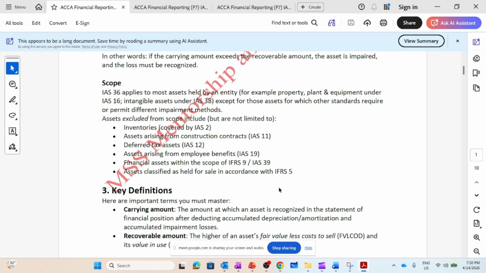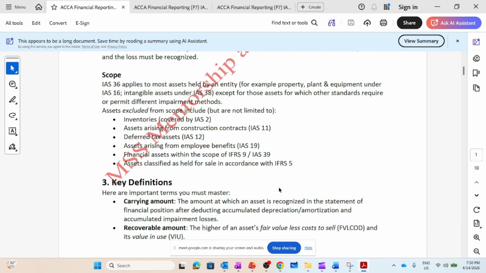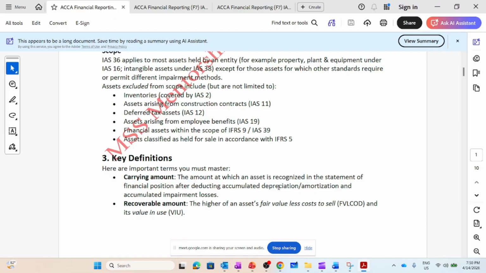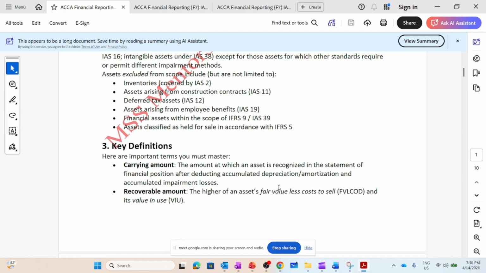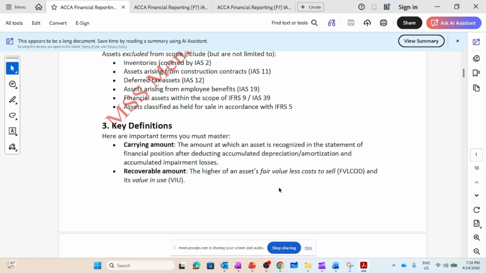If we look at construction contracts under IAS 11, it's exempted from IAS 36. Also exempted are deferred tax, IAS 19 employee benefits, IFRS 9 and IAS 39, as well as non-current assets held for sale and discontinued operations, which is IFRS 5.